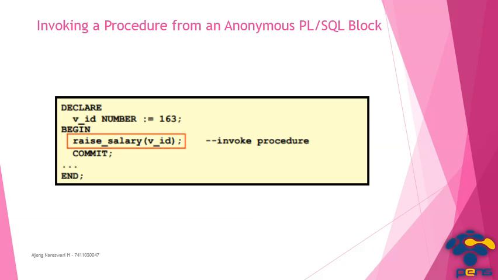Then invoking a procedure from an anonymous PL/SQL block. This is the syntax of invoking a procedure from an anonymous PL/SQL block. The example is declare v_id number is 163, begin raise_salary (v_id); commit; end; and the raise_salary (v_id) is the invoked procedure.